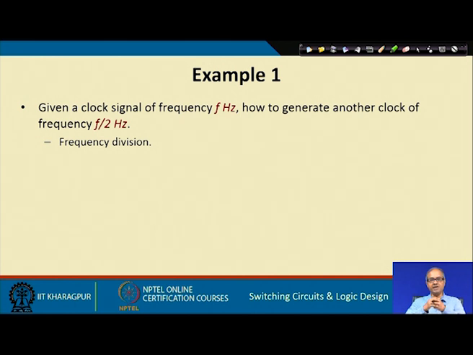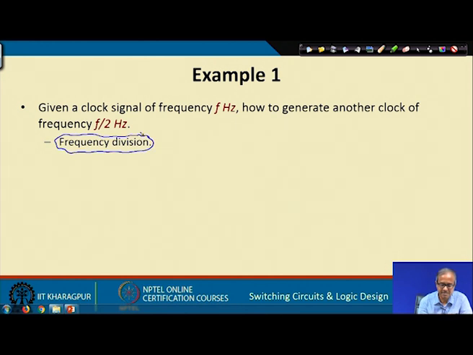We saw how these flip flops can be designed, how they work, and how they can be used to carry out certain very useful things. The first example we considered here is one of frequency division. What do you mean by frequency division? Suppose we already have a clock signal of f hertz. What is hertz? F number of oscillations per second, that is the definition of hertz. We want to generate another clock signal whose frequency will be f by 2. So, how do you do it?